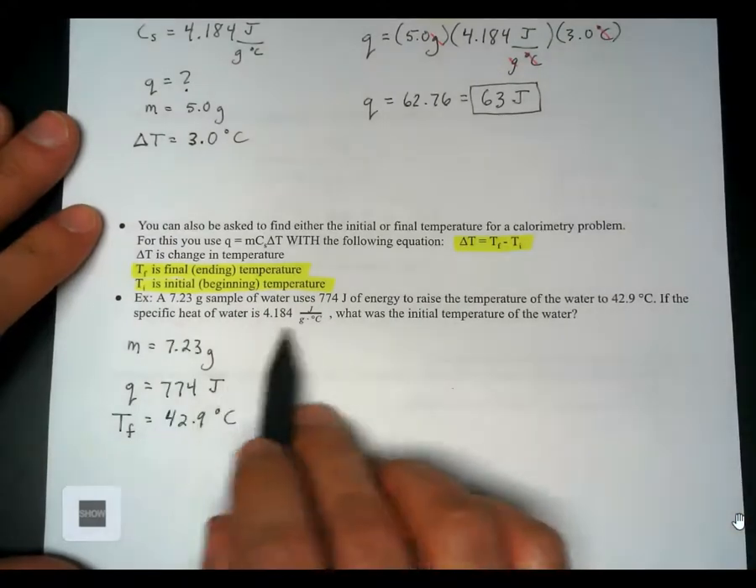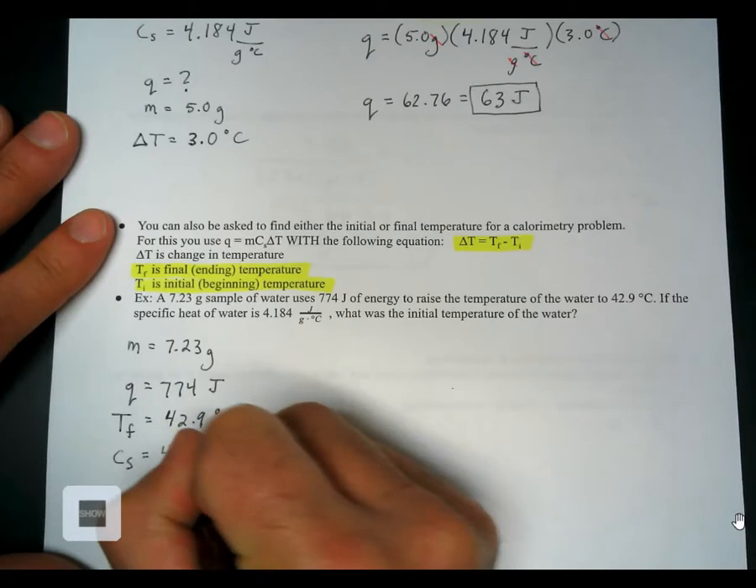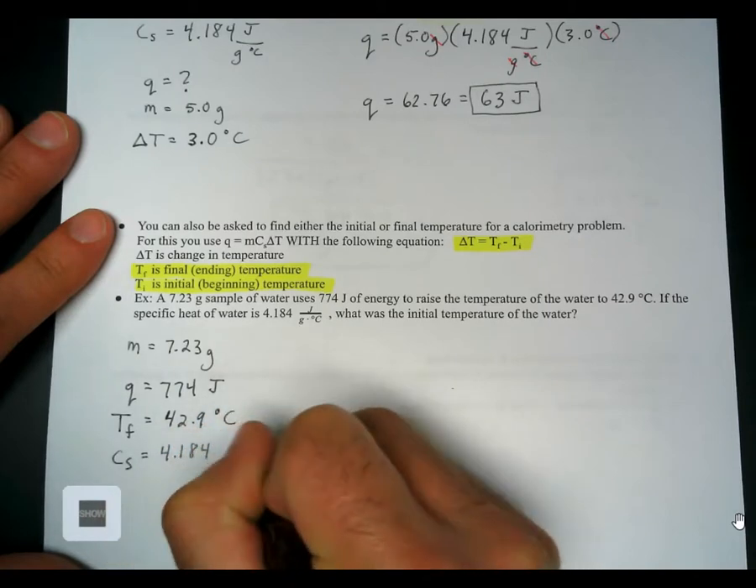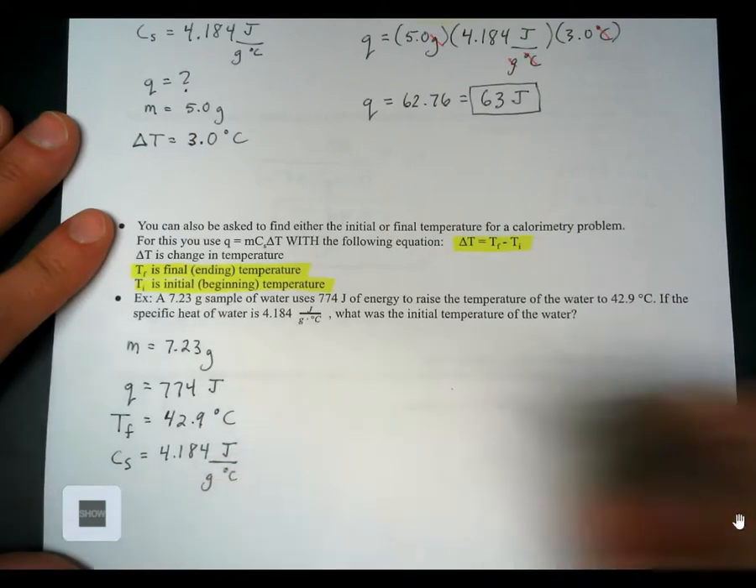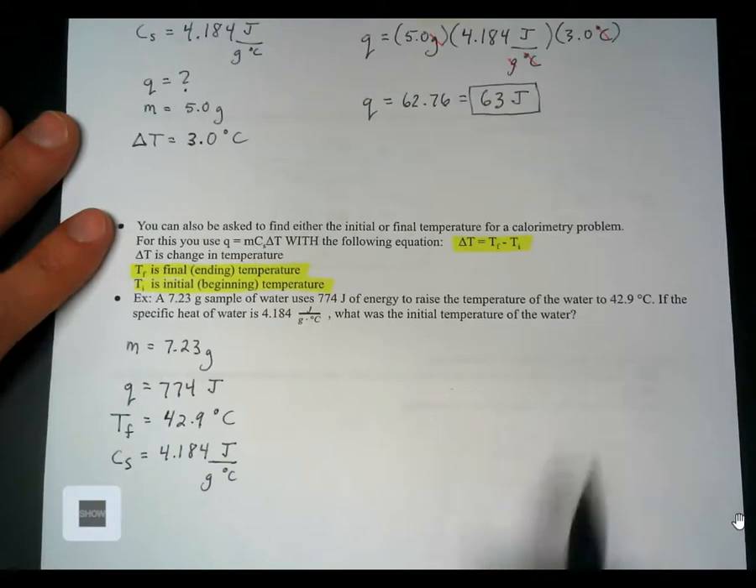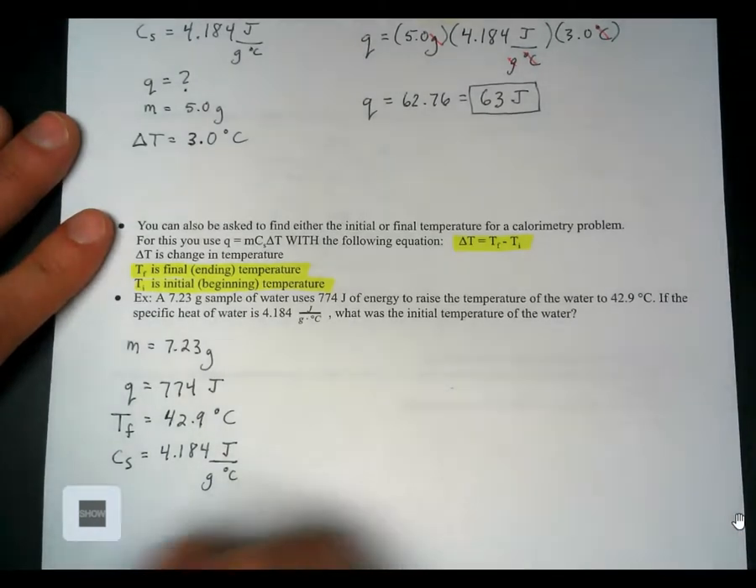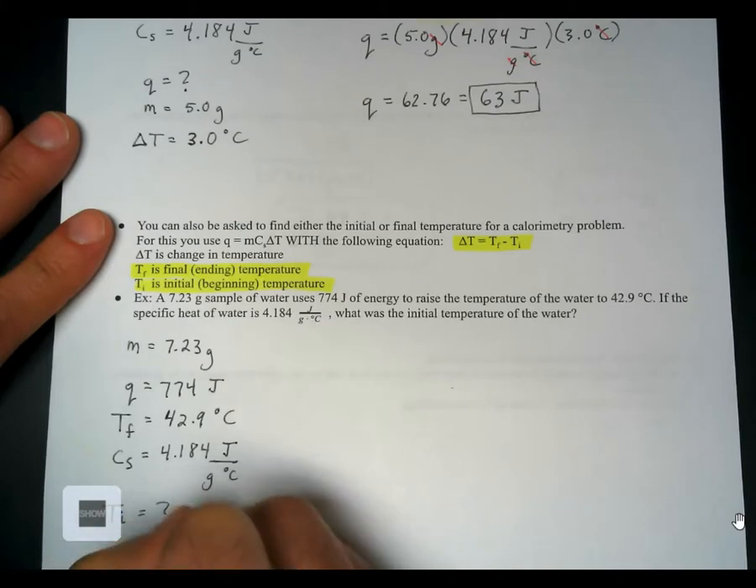If the specific heat of water is, so that's our C sub S, 4.184 joules over grams degrees Celsius. What was the initial temp of the water? So we're looking for T sub I, initial temp.